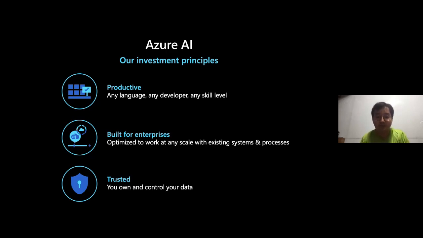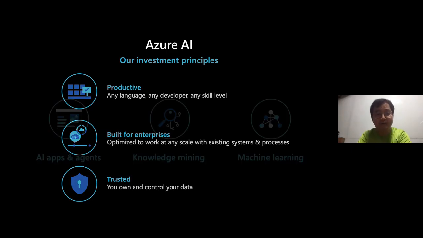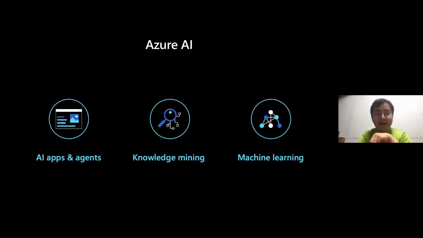So these guiding principles enable us to fulfill our Microsoft mission. Microsoft's mission is to empower every developer and every organization to harness the potential of many things, including AI. To divide into Azure AI, Azure AI can be divided into three different areas. One is AI apps and agents, the second one is knowledge mining, and the third one is machine learning. Today, I would like to cover the first and second parts, and the third one will be explained by Sudhir. But the third one is still very nice.